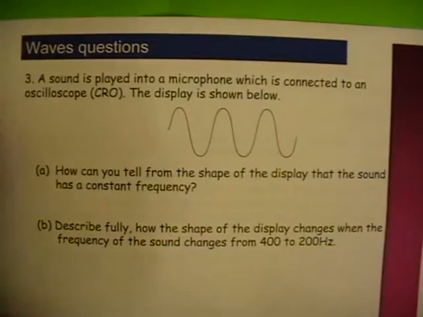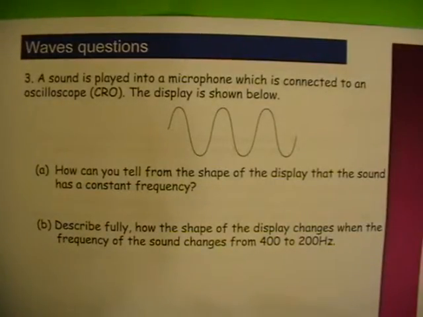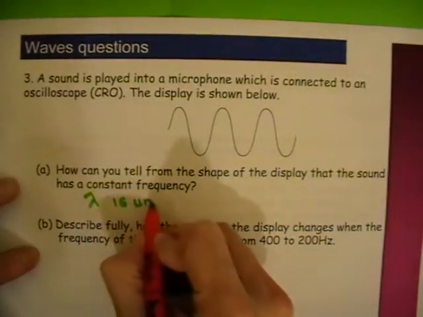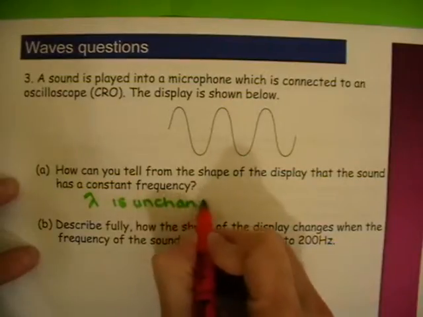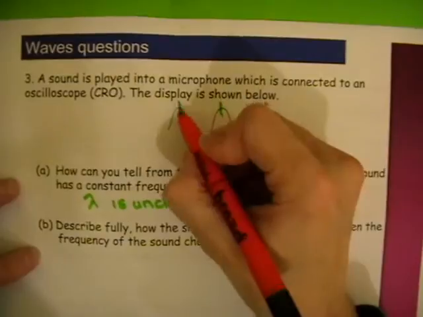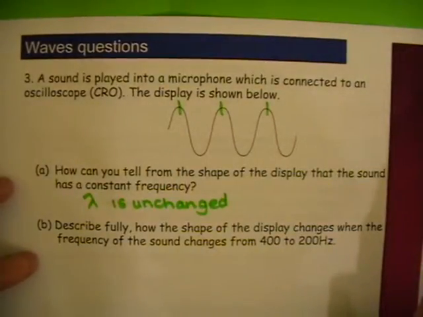A sound is played into a microphone which is connected to a CRO. The display is shown below. How can you tell from the shape of the display that the sound has a constant frequency? You can tell because the wavelength is unchanged. You can see the distance between one peak and the next is exactly the same.